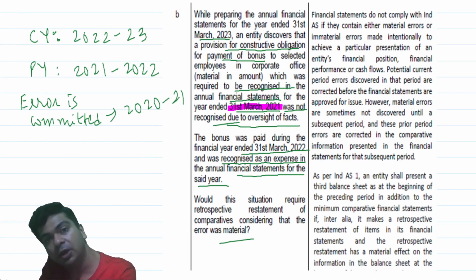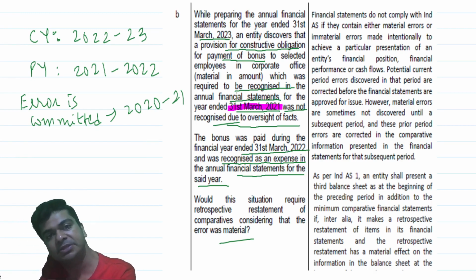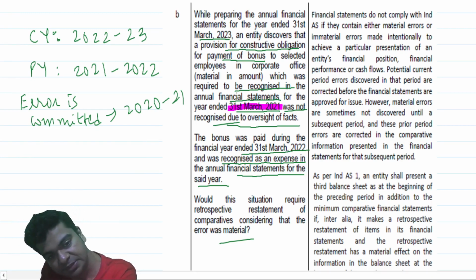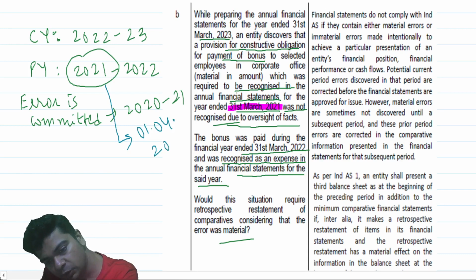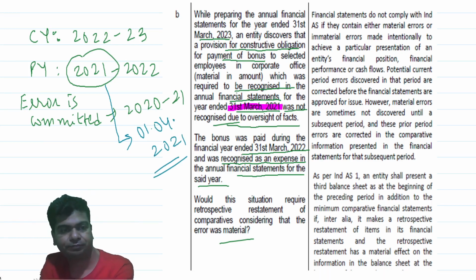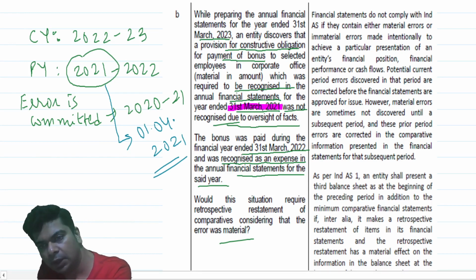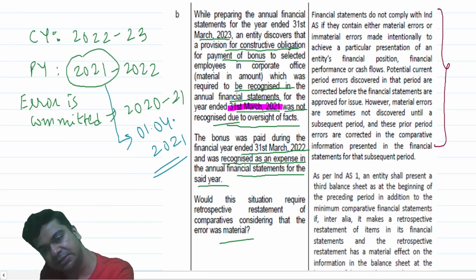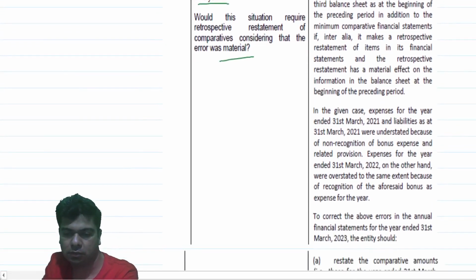When should you prepare the third balance sheet? The third balance sheet should be prepared at the beginning of the preceding year. This is my preceding year. What will be the date of its beginning? It will be 1st April 2021. The third balance sheet should be prepared on 1st April 2021. Let's see the response. I am not reading this para. This is the same as part A earlier, right?